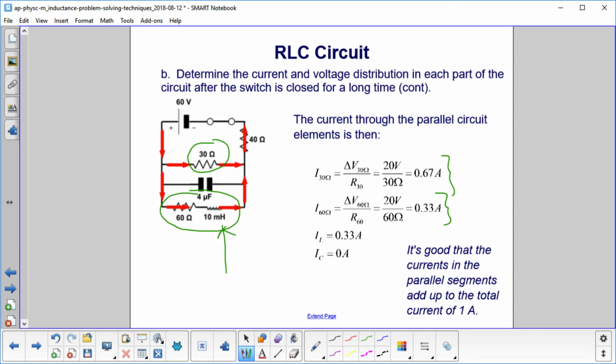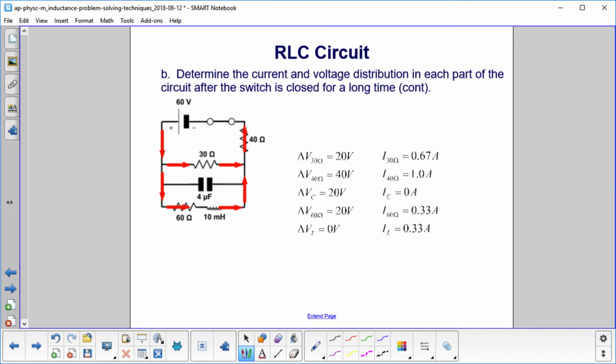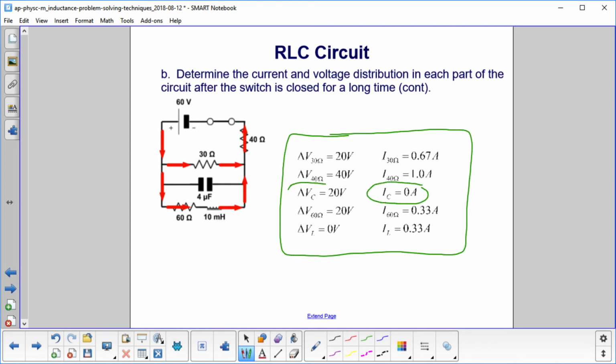And then the current, obviously, through the capacitor, we said that earlier, is zero. And it's good that the currents in the parallel segments add up to the total of 1 amp. And also, this resistance, which is half this one, has twice the current. Also a good thing. We then write the scoreboard for what's going on here, and there's action everywhere except the capacitor has no current going through it, but it does have a voltage drop because it's in parallel with this guy and this guy. You had 60 volts supplied, it dropped 20, so then you have 40 volts over here. So that's your voltage drop across the capacitor, 20 volts.